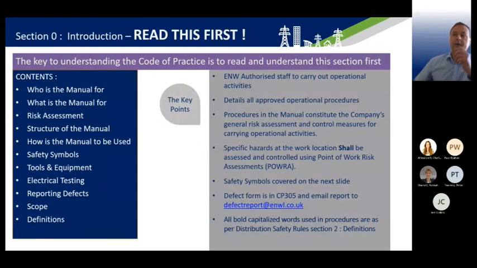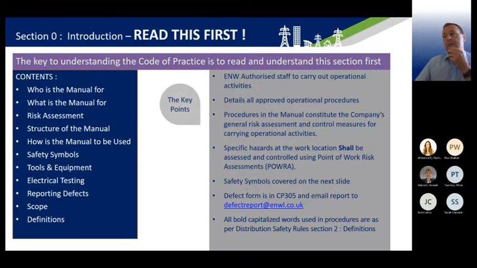So, moving on to the new parts of the manual. Section 0 is the introduction. This is the first thing you need to look at in terms of who the manual's for, what the manual's for, a bit about risk assessment, how it's all structured, and more importantly, how to use it. We do use safety symbols throughout the manual, and also tools, equipment, electrical testing, and reporting of defects, which I'll come on to on the other side of the slide.